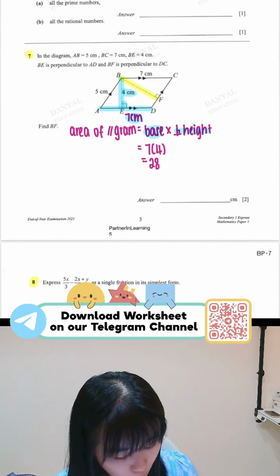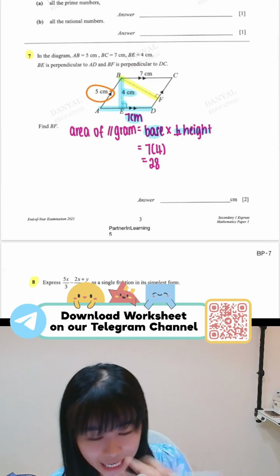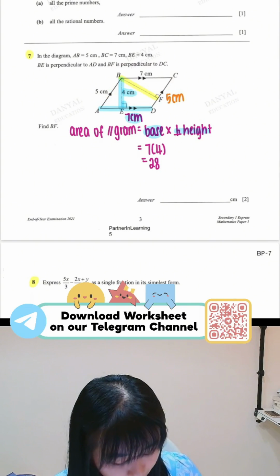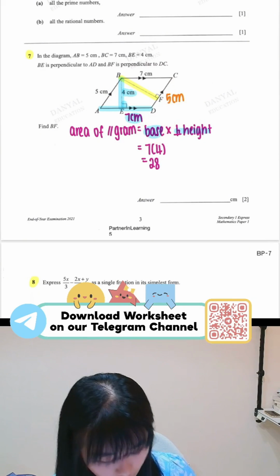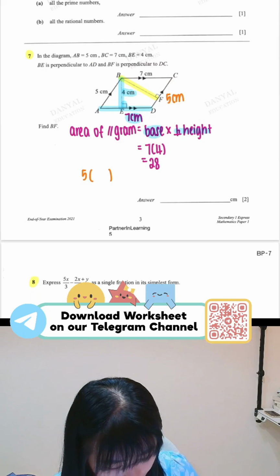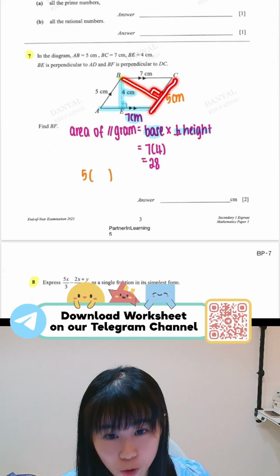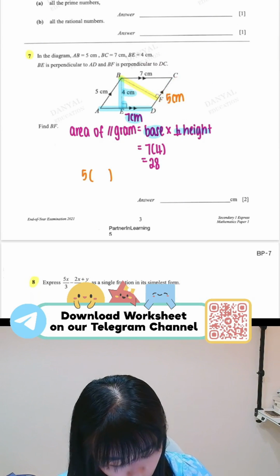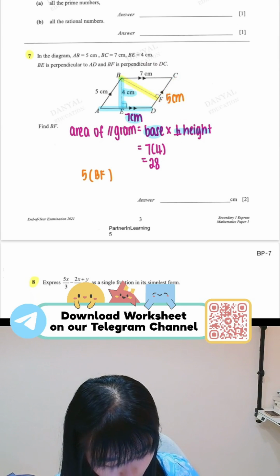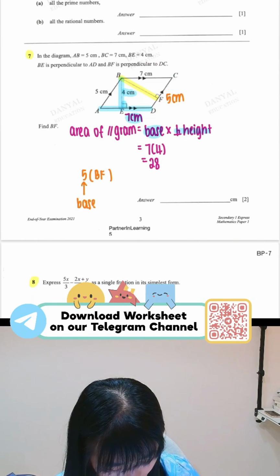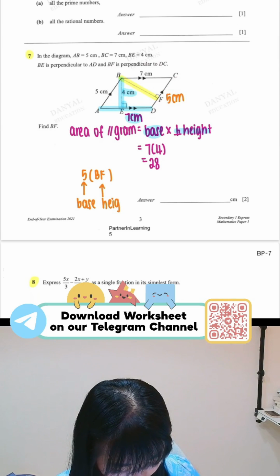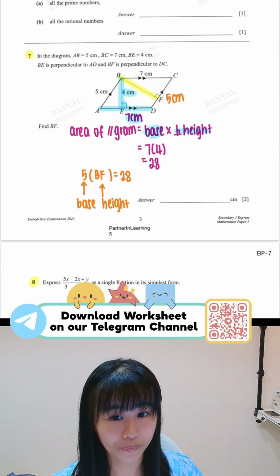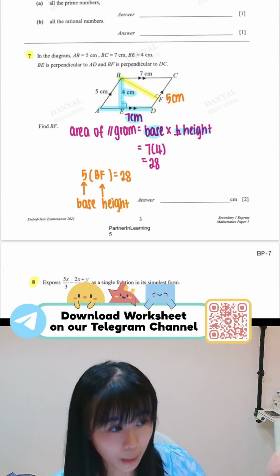Then now, if this side is a 5, the other side here is also a 5. If I change my base to be a 5, then my height must be the one that's 90 degrees to my base, which is here. But I don't know the height, and I'm supposed to find that height, which is my BF. So I write BF. This is my base and this is my height. I will still get back the same area, which is 28, because they are still coming from the same parallelogram.